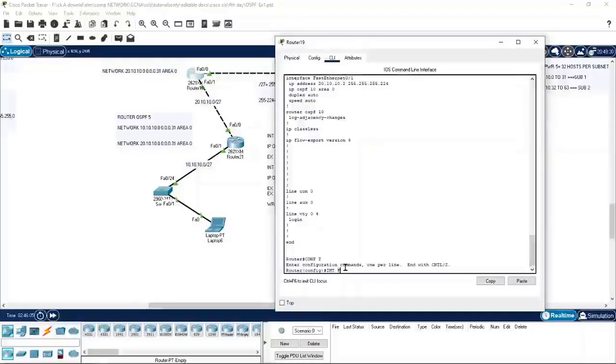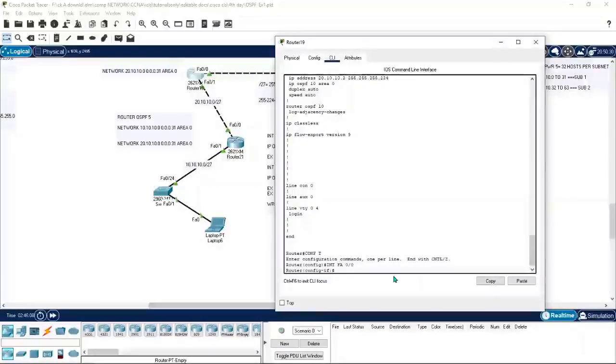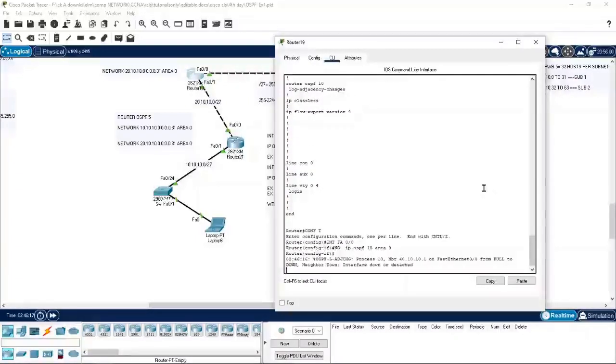Type interface FA0/0. Type no space, paste the command. So you are removing the OSPF command entered inside the interface. Okay, enter. Once you have entered it, you can check process 10 40. The IP on FastEthernet 0/0 goes from full state to down state, which means when OSPF is complete, it will remain in full state. When OSPF has been removed or detached, it's going to be in down state. Okay? That is what is shown here.